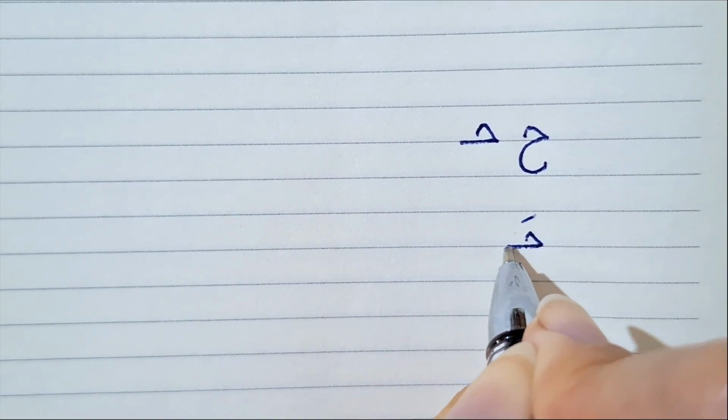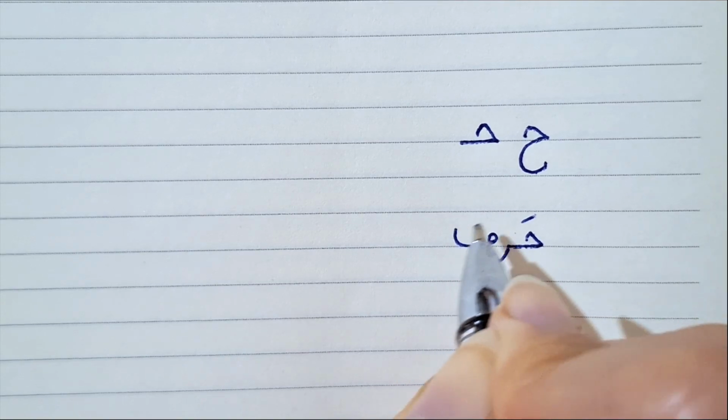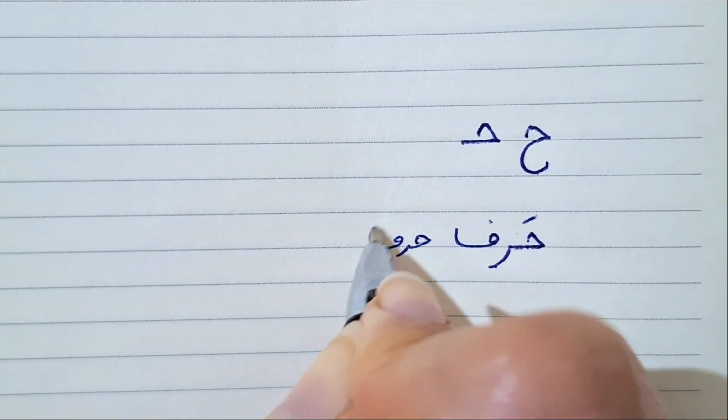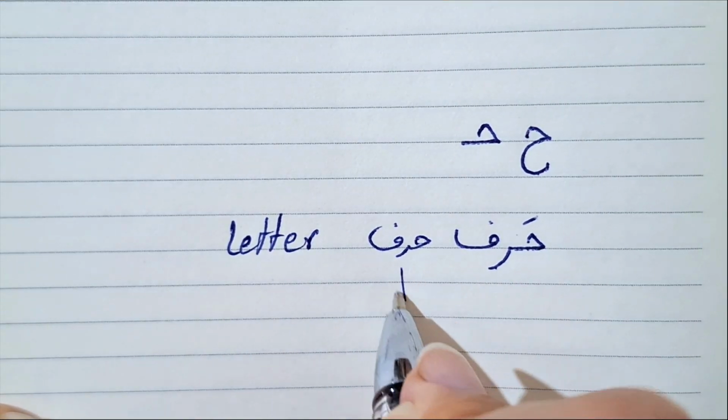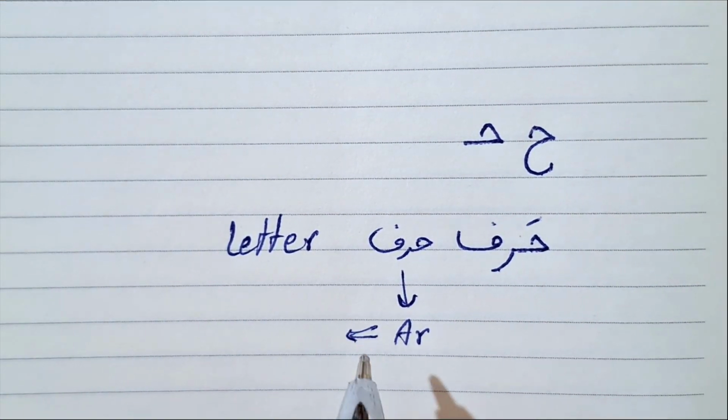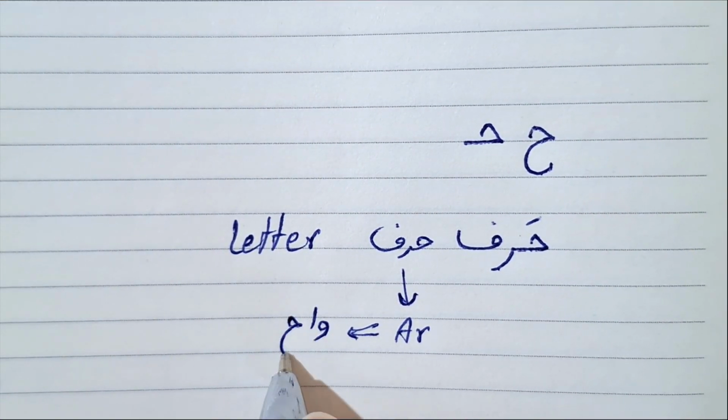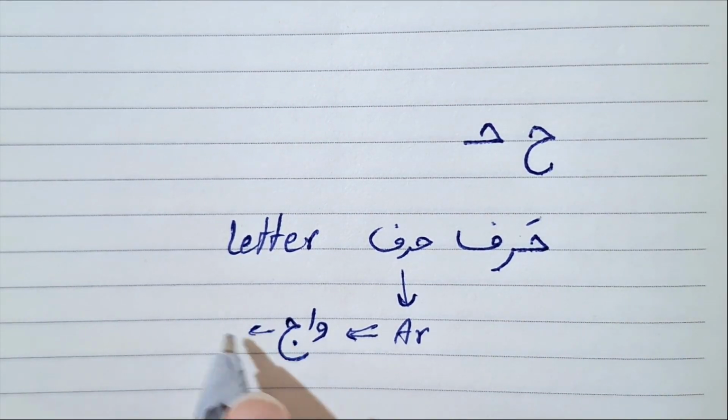Now it's the turn of hey jimi. This is how we write the separate form, and this is how we write the sticking form. Example, h plus a plus r plus f together, harf. Harf means letter, which is Arabic, and instead we better use vaj, v-a-j, vaj, which is Persian.